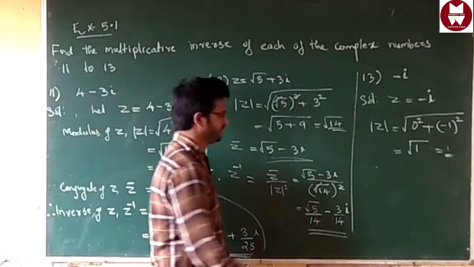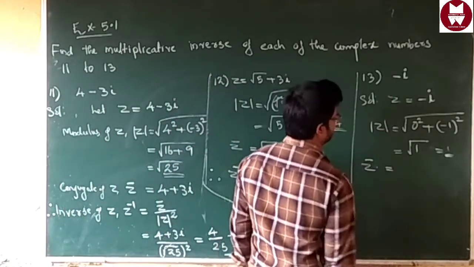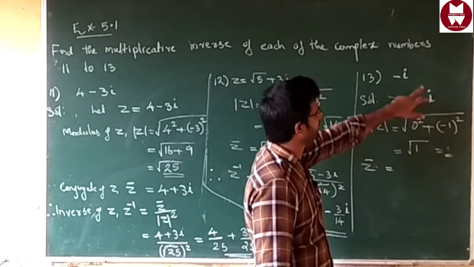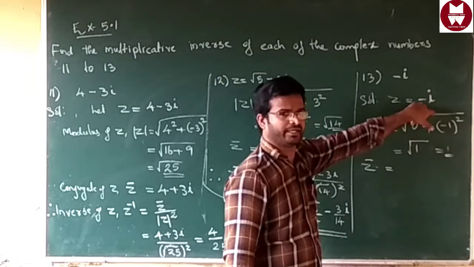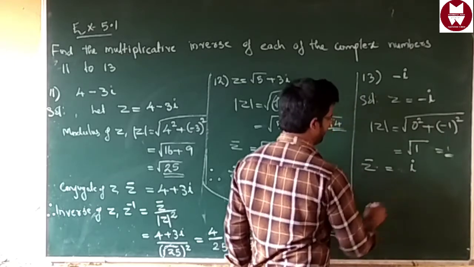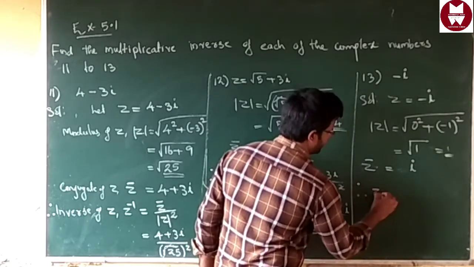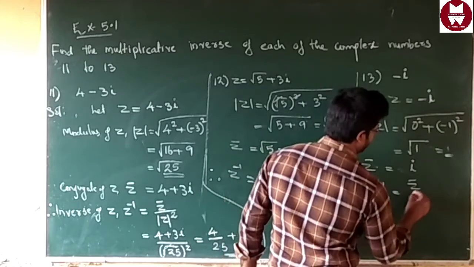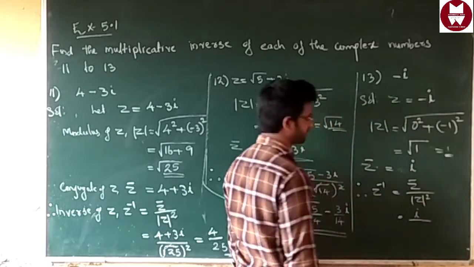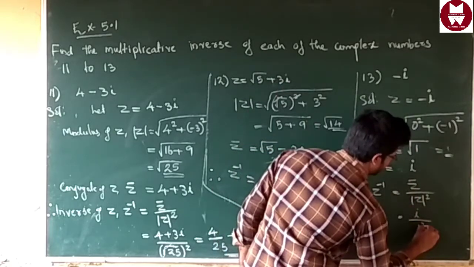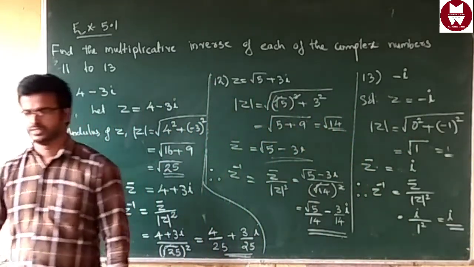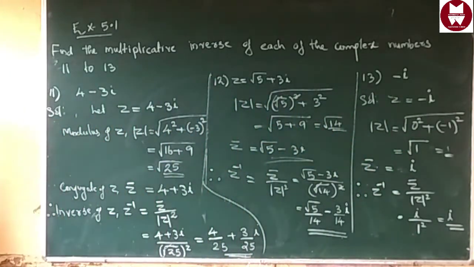Then the conjugate. What is the conjugate? Just change the sign of the imaginary part. The imaginary part here is i, isn't it? What is the sign? Minus. So it will be plus i. Minus changes to plus. Then the inverse. Therefore z inverse we can write as conjugate divided by modulus of z squared, that is i divided by 1 squared, equal to i divided by 1. We will get the answer i. Just pause the video and write down all the answers in your notebook.